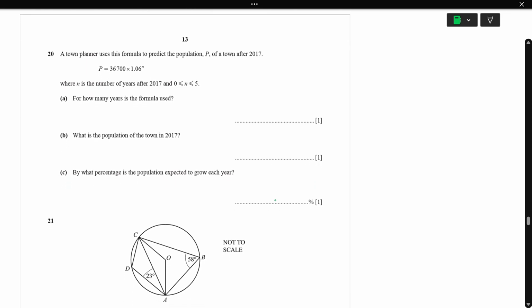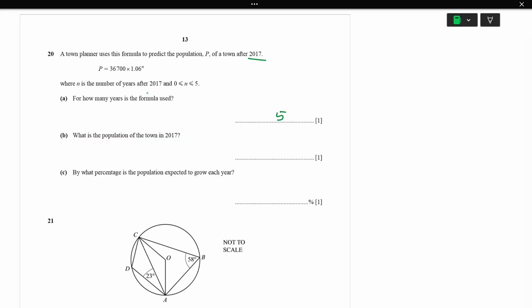Next question 20. A town planner uses this formula to predict the population P of a town after 2017: P equals 36700 times 1.06 to the power n, where n is the number of years, 0 to 5 years. For how many years is the formula used? For 5 years. Next, what is the population of the town in 2017?